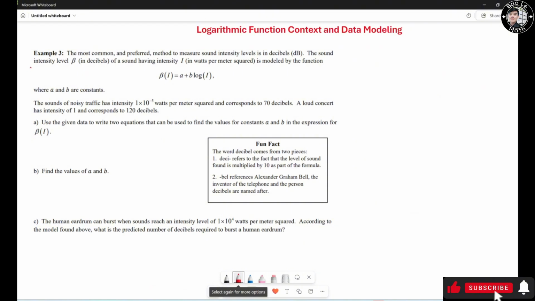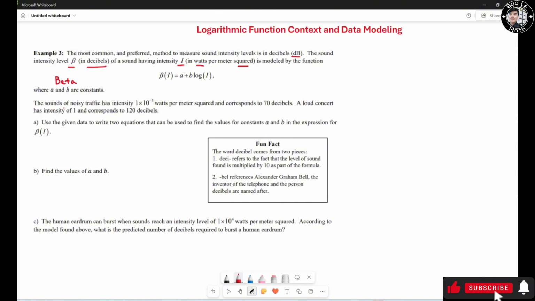Alright, so the most common and preferred method to measure sound intensity level is in decibels. The sound intensity level beta in decibels can be written as beta of a sound having intensity I in watts per meter squared is modeled by the function beta of I equals a plus b log base 10 of I, where a and b are constants.